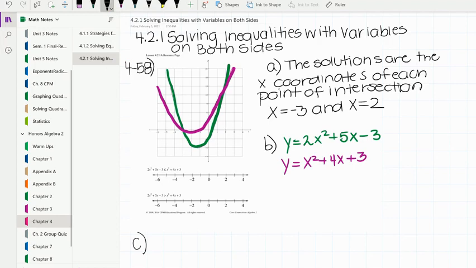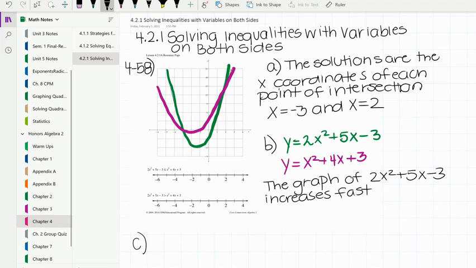We also need to describe how we decided this. So I'm just going to talk about one. I'm going to say the graph of 2x squared plus 5x minus 3 increases faster because of that 2, and should intersect or cross the y-axis at 0, -3.